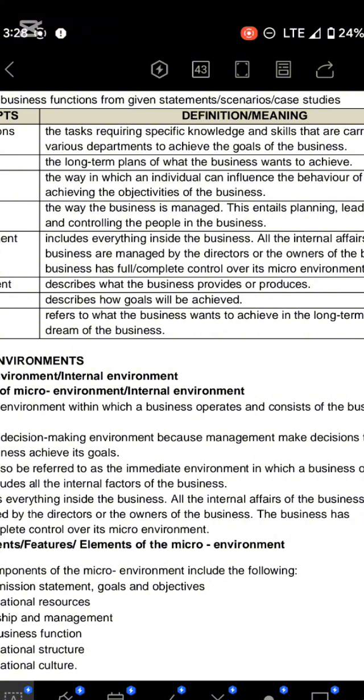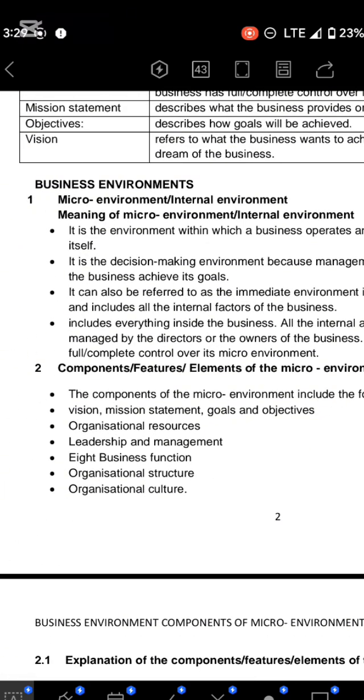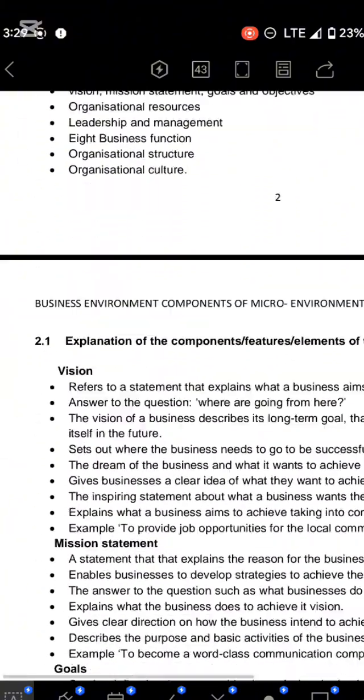All right. So guys, on episode 2, we'll deal with the components of the microenvironment, such as the vision, the mission, the goals and objectives. But for today, I just want you guys to study these terms and you'll be good.